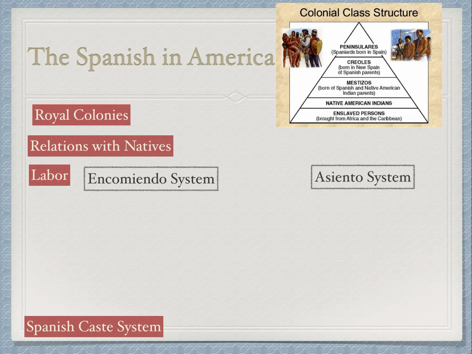So the Spanish in America. The Spanish had royal colonies. They had very sort of negative relations with the Native Americans. And in terms of their economy, they had two systems of labor, the encomienda system and the asiento system, which creates a caste system. So we're going to go over all of this. The regions in South America that are governed by governors are going to be called viceroys. So instead of calling them states, we're going to call them viceroys.